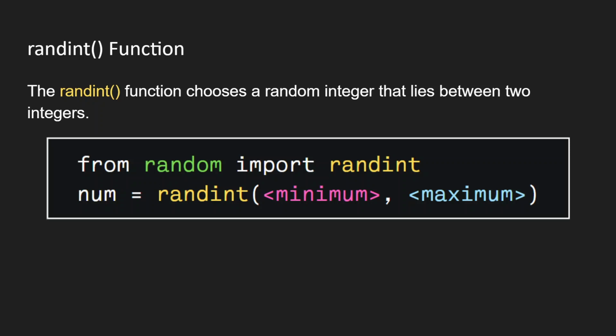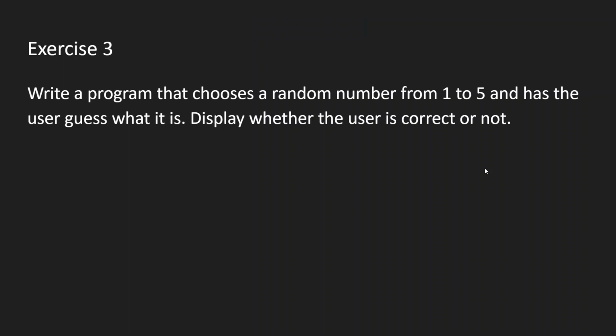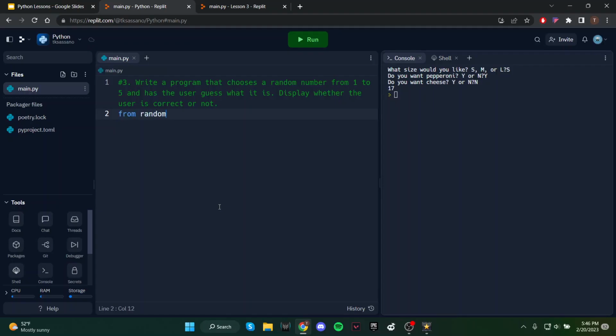So this basically chooses a random integer between 2 integers. The first parameter is minimum and the second is maximum. Write a program that chooses a random number from 1 to 5 and has the user guess what it is. Display whether the user is correct or not. So first we have to import the random function. So from random, import random. Now we'll use that function to get a random number from 1 to 5 and we'll store that in a variable. So random number equals randint 1 to 5.